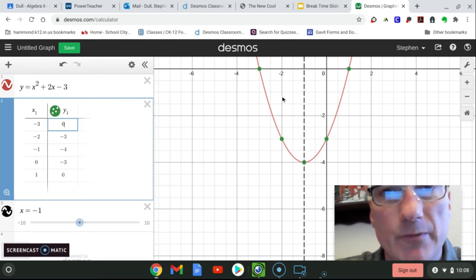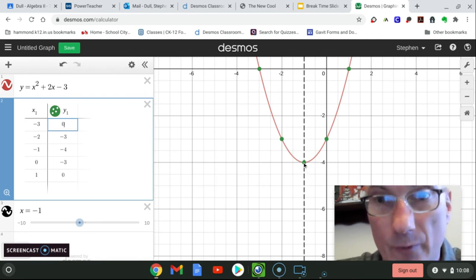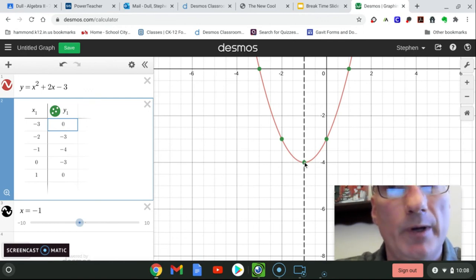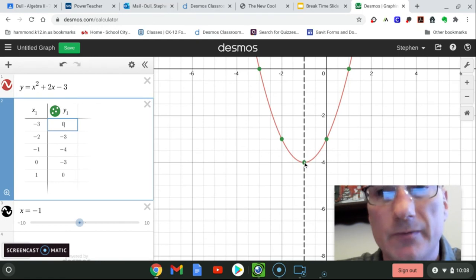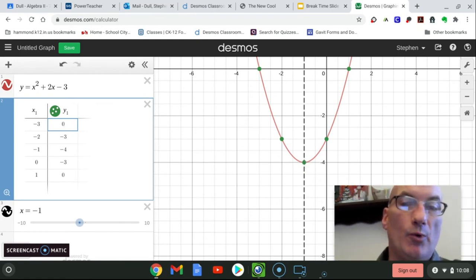So I'm hopeful that this visual helps us make a little bit more sense out of the concept of the axis of symmetry. And then we also talked today in that Desmos activity about a vertex, that point where the graph turns around. The vertex always lives on the axis of symmetry, and it's always going to be the highest or lowest point on the curve, and it's the greatest or least value of y that's possible for the function.